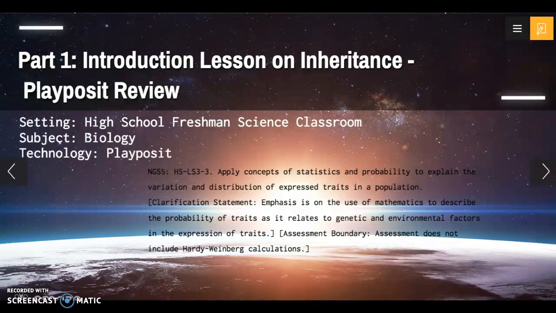Typically, this would be in a high school freshman science classroom for biology. The NGSS is the Next Generation Science Standards, which is used for science instead of the usual Common Core. For this, it is dealing with variation and distribution of traits.